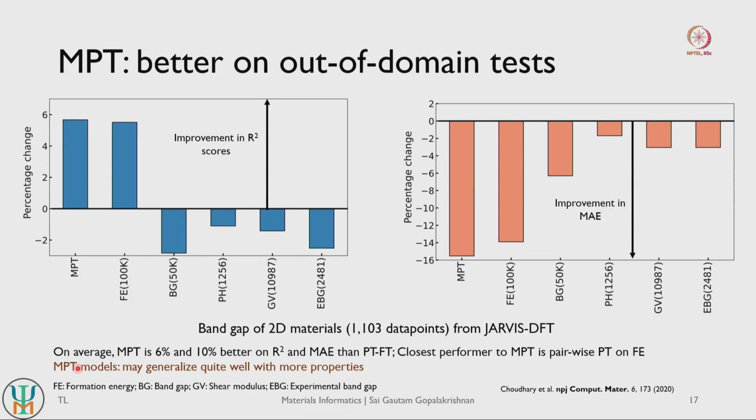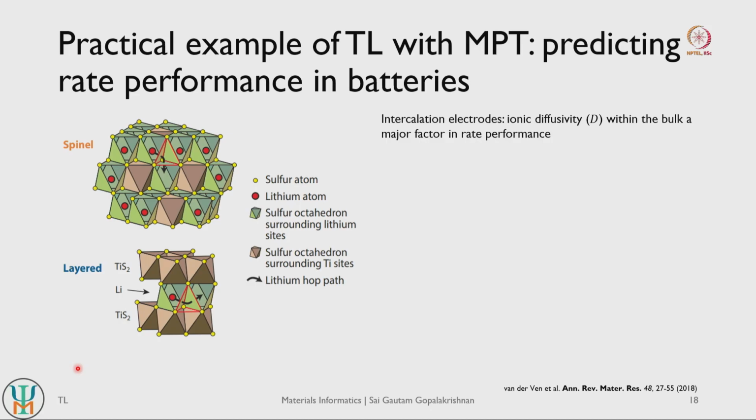Okay, so now that we have established the utility of transfer learning, and we have also established a strategy to create fairly generalizable models using MPT, let us now think about a practical example where transfer learning can actually be useful, right, in an actual device. The practical example that we will see is in the prediction of rate performance in batteries. In the case of electrode systems, for example, you need ions like lithium ions to move from one side to another. This process is referred to as atomic migration, right.